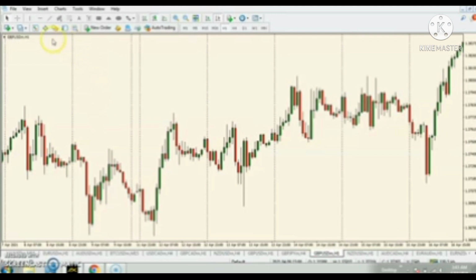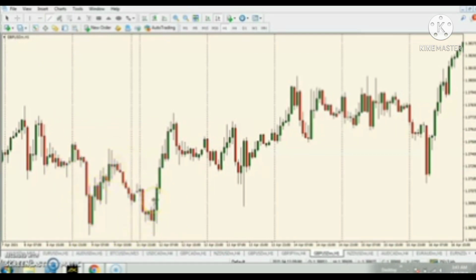So what is a BMS? BMS means break market structure. Let's say like this. As you can see, this point here is our M structure. And a W structure, we call it a W structure.